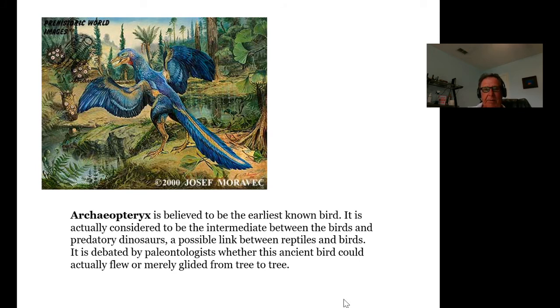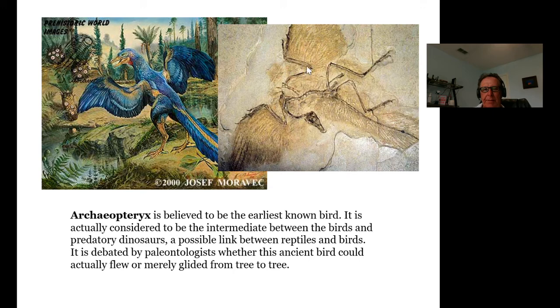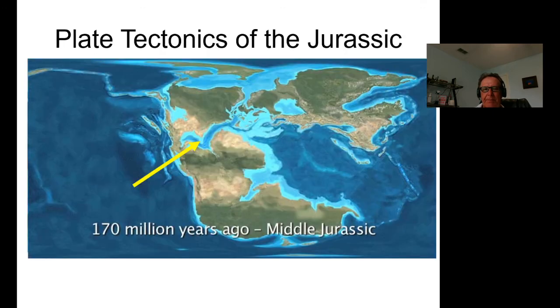Archaeopteryx is believed to be the earliest known bird, and it's actually considered to be an intermediate between the birds and predatory dinosaurs, or in other words, a possible link between reptiles and birds. It's still debated whether or not the Archaeopteryx could actually fly or whether it just glided from tree to tree. It did have wings. There are some arguments about the dynamics of flight and the weight of Archaeopteryx and whether or not it could actually fly. And there's the famous fossil.